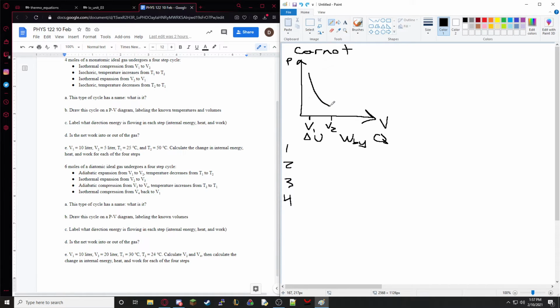Let me actually go ahead and redraw it. So we're going to have our initial very steep curve. Then we have our less steep curve. So V1, V2, V3. And then our third step is going to be adiabatic compression. So what is that going to look like?